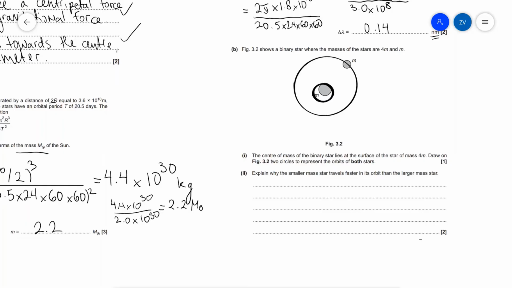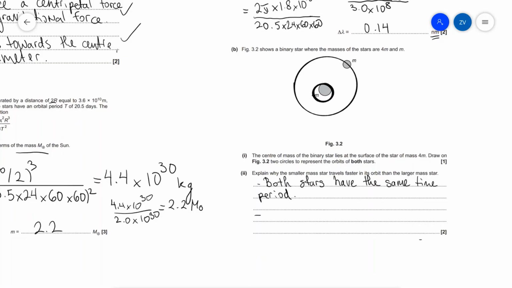Now, explaining why the smaller mass star travels faster in its orbit than the large mass star, we have to imagine that they both have the same time period. This is one of the features of binary star systems, and if they both have the same time period, because the smaller one has a larger orbital distance and a larger orbit size, then it will have to be traveling faster.